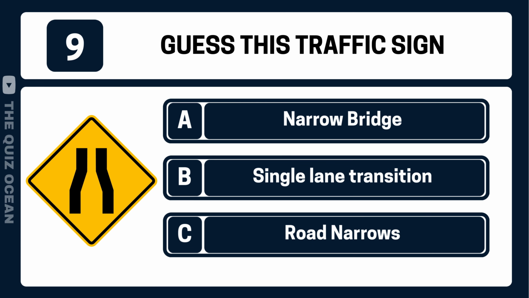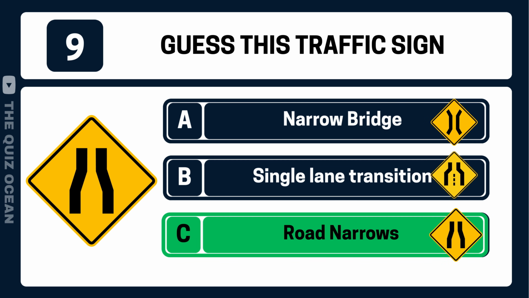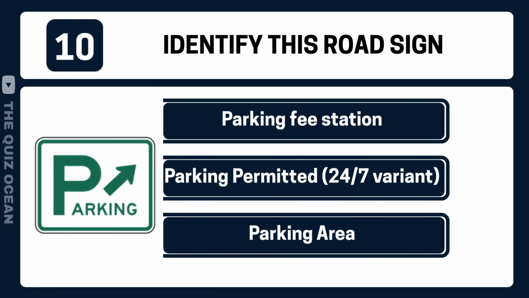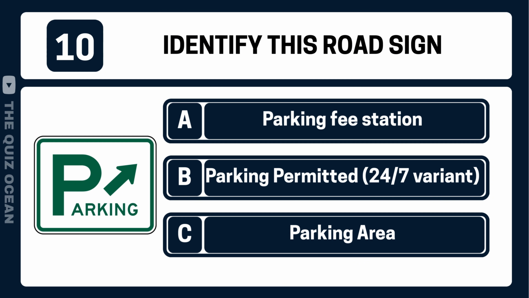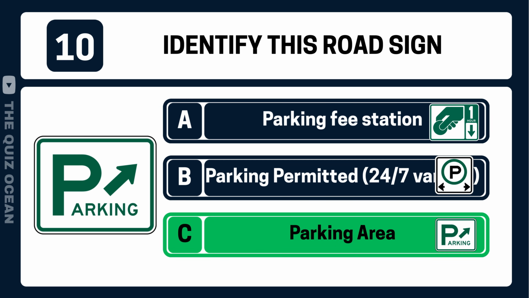Guess this traffic sign. Nicely done. This sign alerts drivers that the road gets narrower. Identify this road sign. Exactly. This sign symbolizes a designated parking area sign.